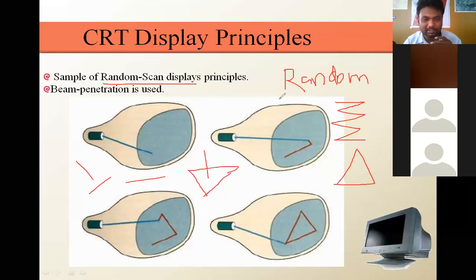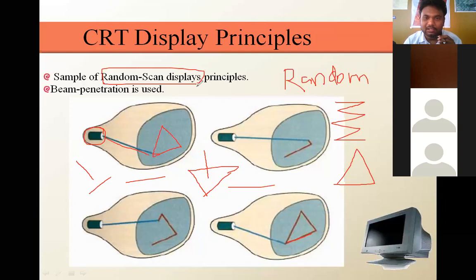Okay, I admitted. So in the random scan display, if you want to show any display, it is only possible to create lines. That's it. Suppose this is your cathode, and this is your beam. First of all, it is going to draw this line, a straight line. Next it will go from here to here, another straight line. Next it will create another straight line. This is the method of displaying in the random scan display.